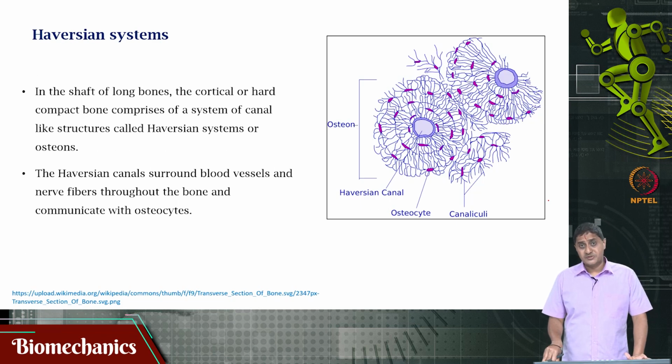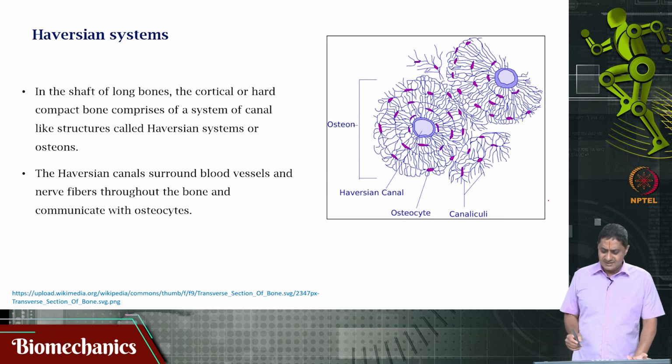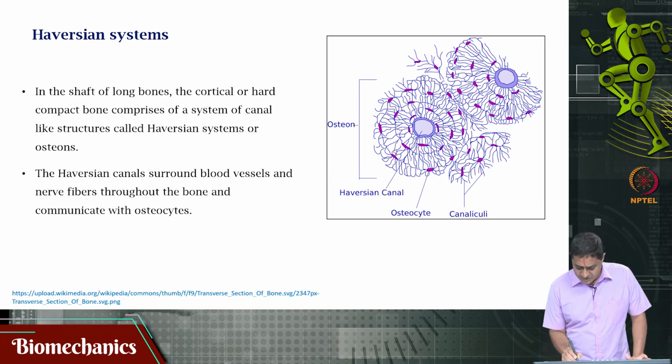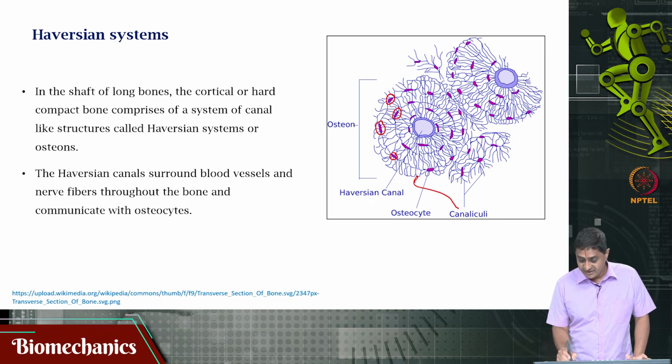So, in long bones such as the femur, for example, the hard bone, the cortical or compact bone, has a system of canal-like structures called Haversian systems or osteons. What are these? These are essentially osteocytes. Here is an osteocyte, here is an osteocyte, here is an osteocyte. And what are those branches surrounding these osteocytes? Those are all the various canaliculi. For each osteocyte, there are canaliculi.